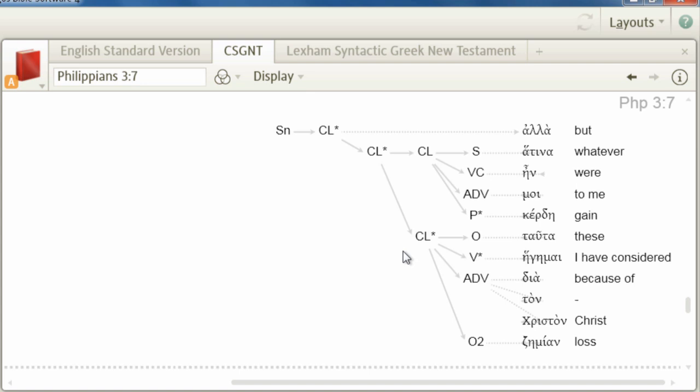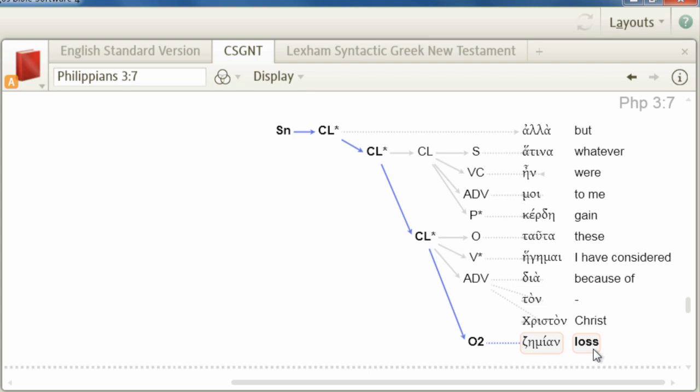And you can see that within this clause, there are two objects. The first object here, which is translated literally, these, tauta, in the accusative case, along with the second object of the verb, zemion, which is translated loss.